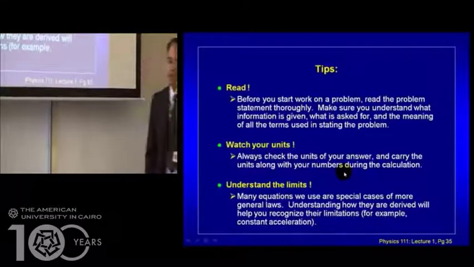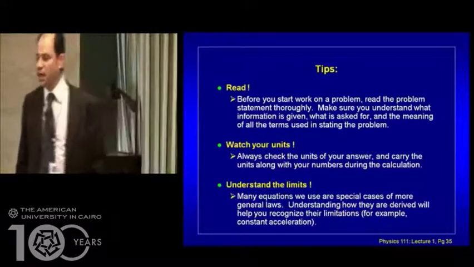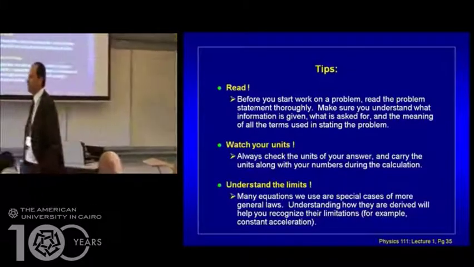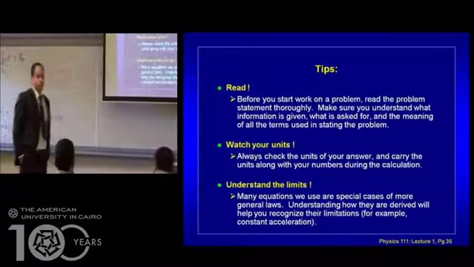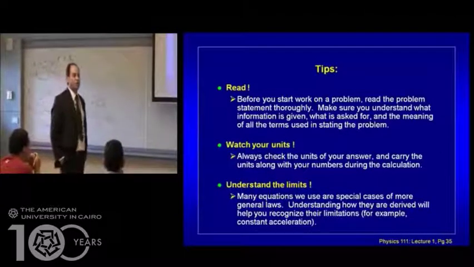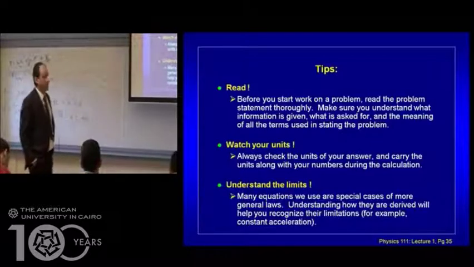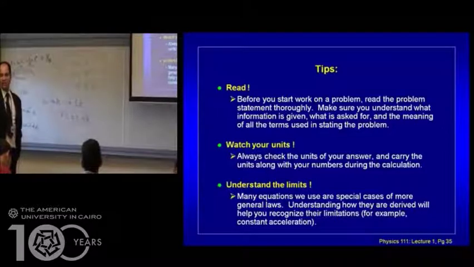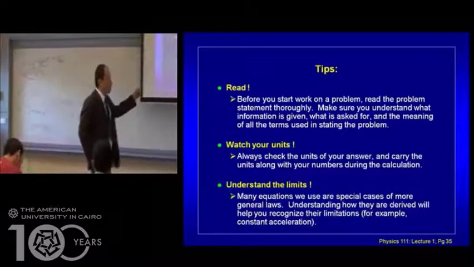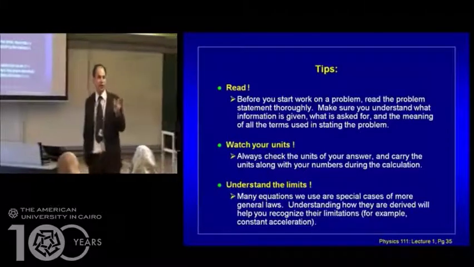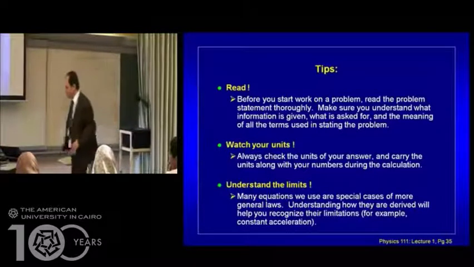So how can we solve any problem in this chapter? Simply read the problem carefully. Sometimes you have the information hidden, like it starts from rest. That means that the initial velocity is 0. It stops at the end. That means that the final velocity is 0. Watch out for your units. Sometimes I give you the acceleration in meter per second squared, and I give you the distances in centimeters. So watch out for your units. Convert everything to the MKS system. Meter, kilogram, second. Understand the limits. What are the limits in this chapter? Constant acceleration. We're dealing with constant acceleration. Okay, guys?